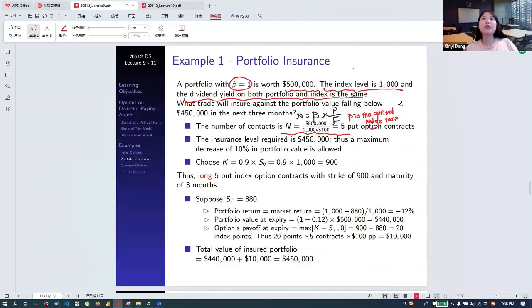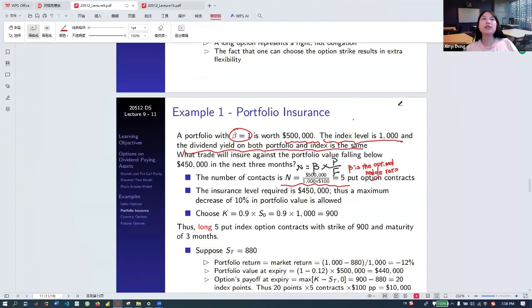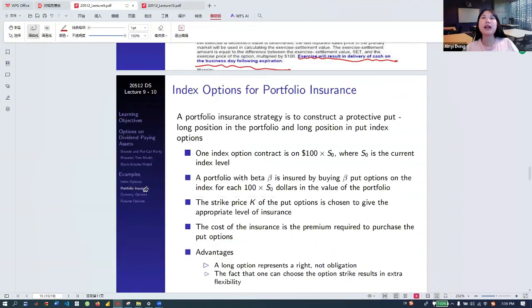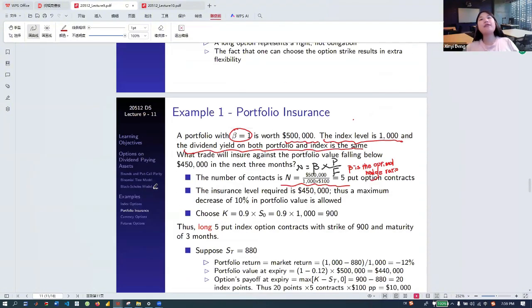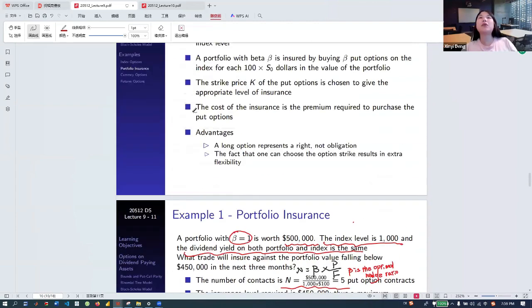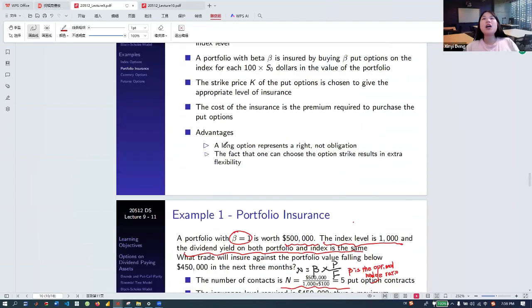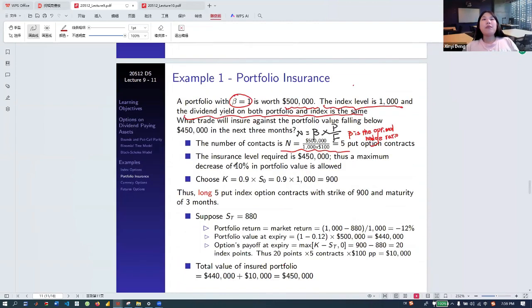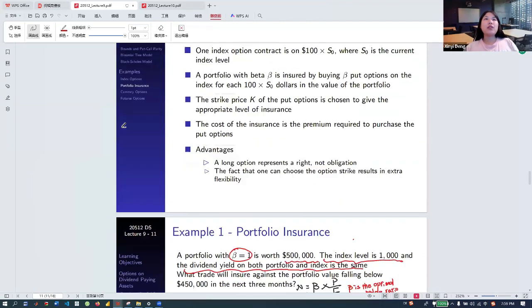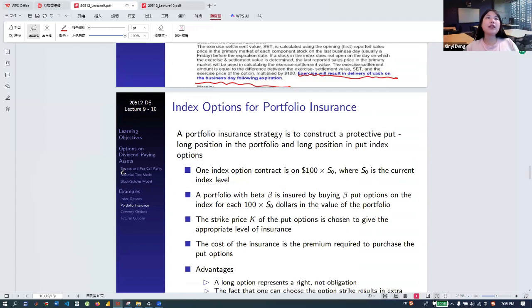So those are the two options we discussed, and also one more option, the index options. For index options, it's really simple. You just use the general formulas we derived, in these sections where I highlighted.